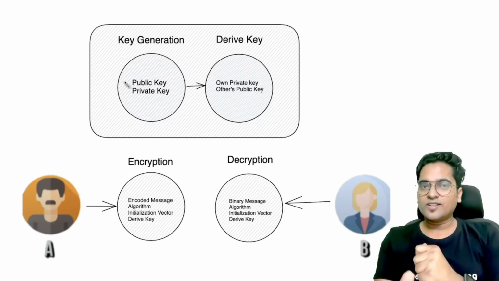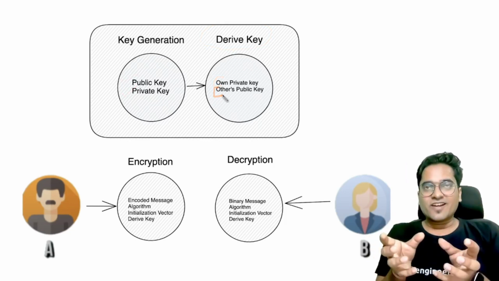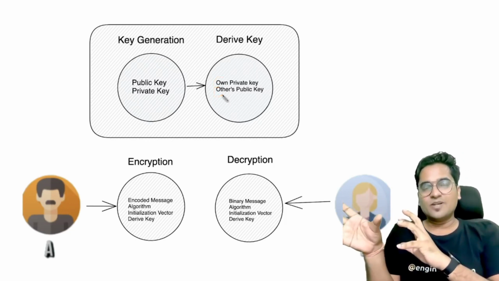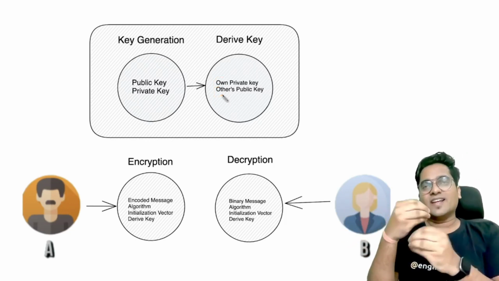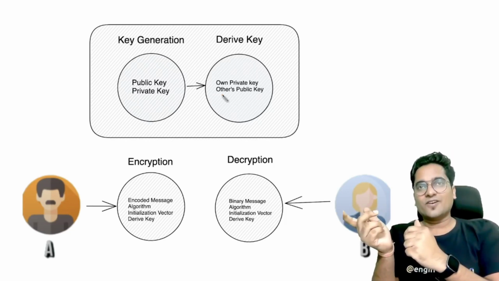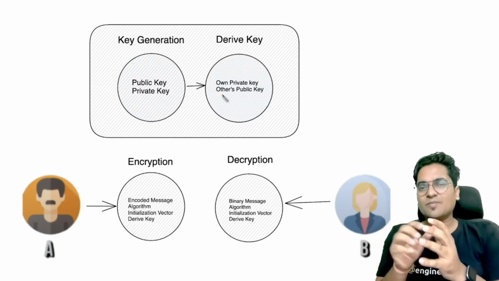Perfect. So how is it going to work? Using key generation, we are going to generate a public and private key, then we are going to derive a key. What that means is we will be using our own private key and the other person's public key in order to generate a unique key which will be used to encrypt, and a similar key will be used on the other side in order to decrypt. So this happens using the derived key.